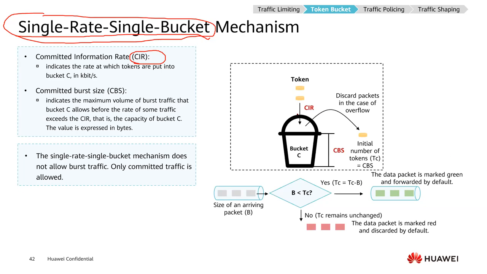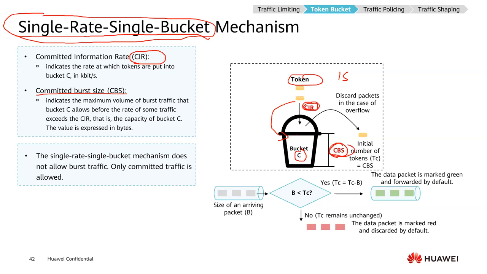So the CIR means in one second, how many tokens will be put into the bucket. And the bucket has a size. We call this size the CBS, the committed burst size. So we have a CIR and we have a CBS.